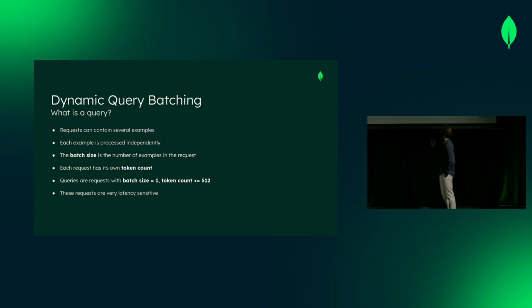So how we define a query is, when we get a request, it has a list of examples, each of which can be processed independently. And we define the number of examples as the batch size. And then each example has a certain number of tokens, which we call the token count. So a query is a request that's batch size 1, token count less than 512. So it's like a single example, and it's pretty short.